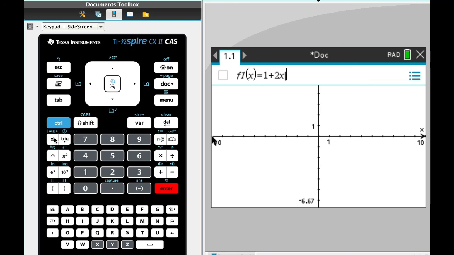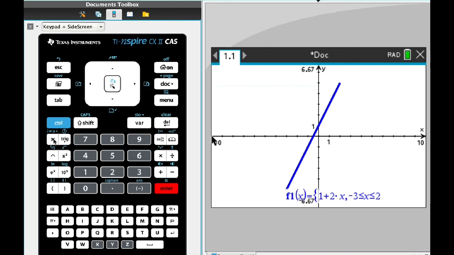Now I've said I want to have my x values restricted to being between -3 and 2. So if I do control equals again, I can select the less than or equal to sign. And I'm now going to type in x, and then I'm going to do the same again to bring up my less than or equal to sign, and I'm going to put in my 2. Now this time when I press enter, you'll see the graph has a starting point and an ending point. It's restricted to the values that I have set. You can see that they are also written on screen.